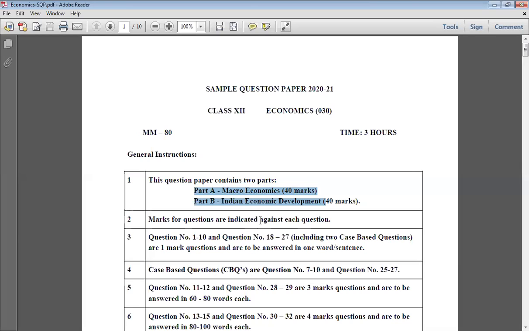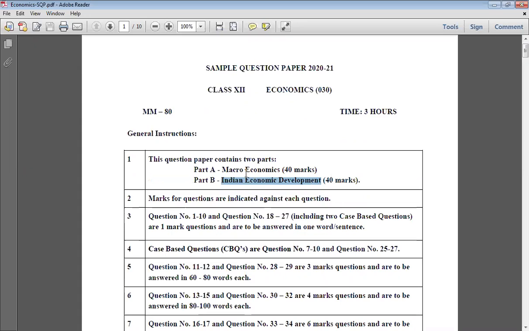Before 2018, there was statistics for economics and Indian economic development. These two were in the grade 11 syllabus. Then after revising the syllabus, they removed part B from grade 11 and included it in grade 12. That is Indian economic development. So this is how your new curriculum is for 2021.